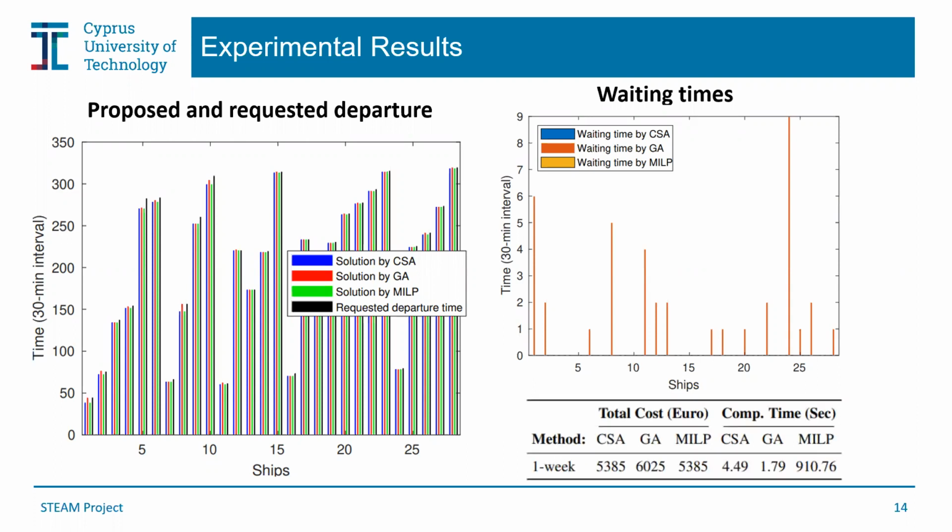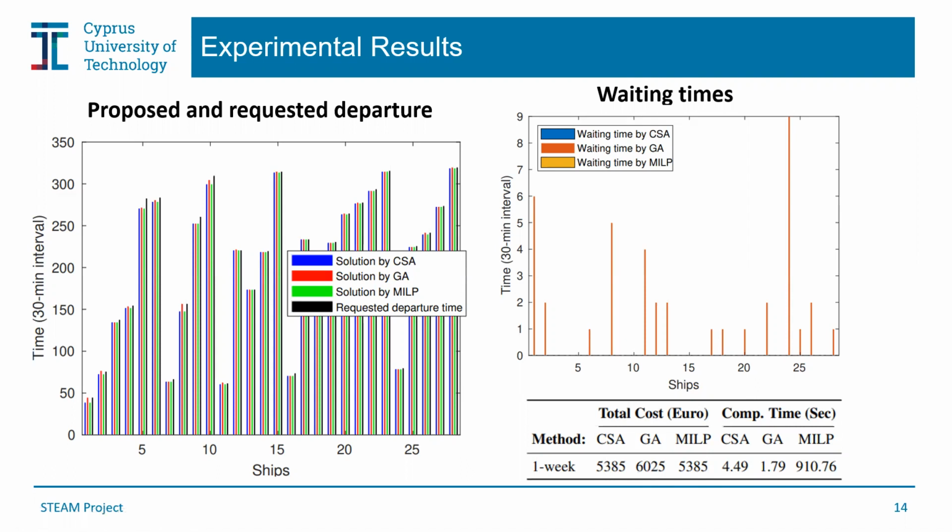Here is the total cost proposed by Cuckoo search algorithm, genetic algorithm, and mixed integer linear programming. You can see, when we perform the experiment for 1 week, the total cost using mixed integer linear programming is 5,385 euro. Same for Cuckoo search algorithm. However, when we use the genetic algorithm, the total cost is 6025, which is higher than the other 2 algorithms.